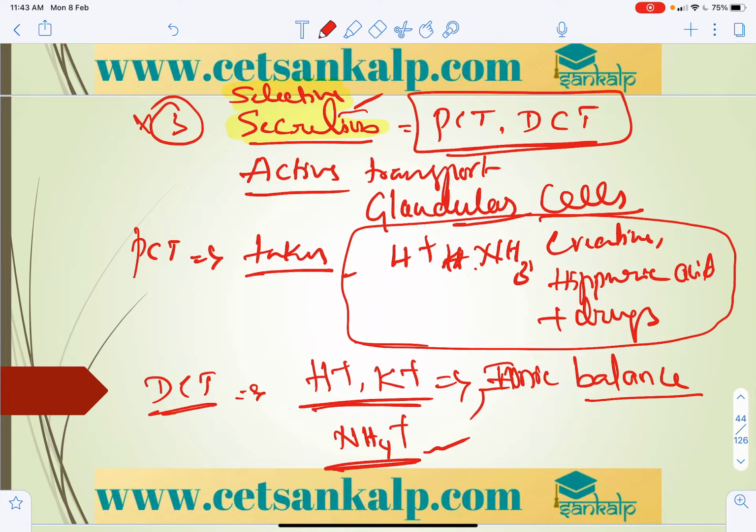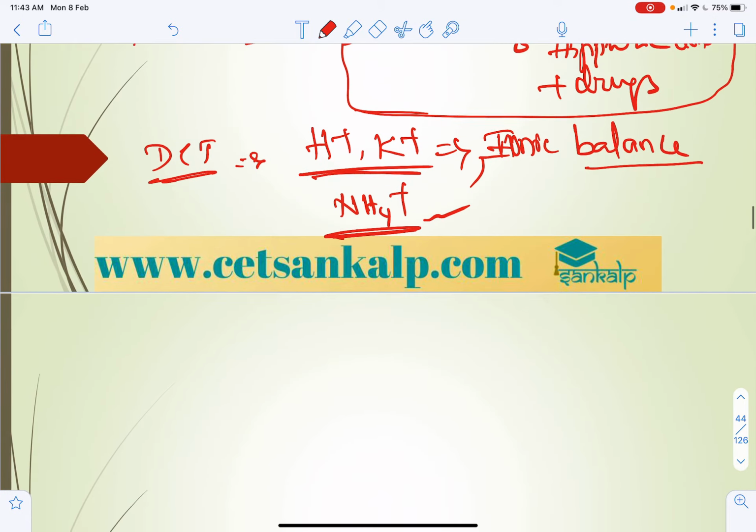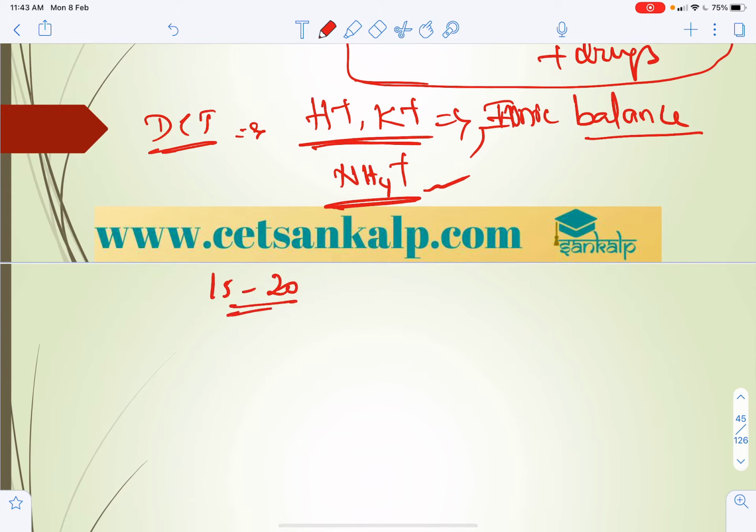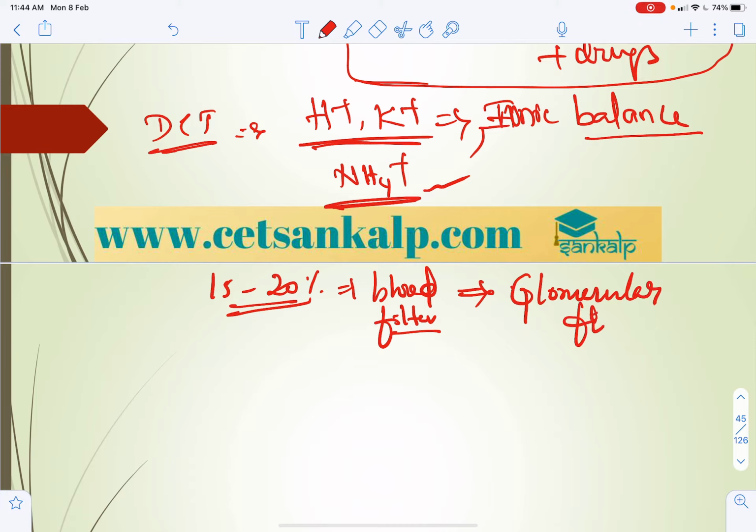So here a very important thing you should keep in mind: only 15 to 20% of blood gets filtered through the nephron. When blood gets filtered through the blood filter, that forms the glomerular filtrate. So this glomerular filtrate will have only 15 to 20% of the waste material. Of the blood plasma, 15 to 20% of waste gets filtered.